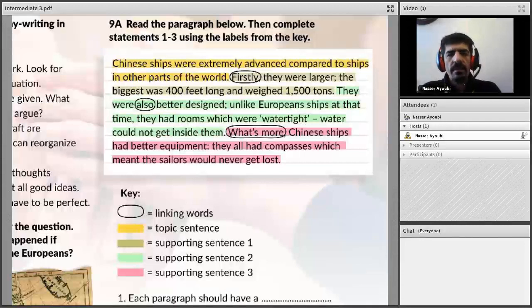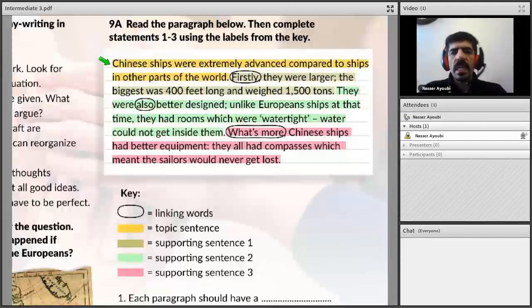So, in this paragraph, the part with yellow color is the topic sentence. We know topic sentence has got 2 parts, topic and controlling idea. In this topic sentence, Chinese ships is the topic, and extremely advanced compared to ships in other parts of the world is the controlling idea. What is controlling idea? It is the writer's personal opinion about the topic. The next parts, we have 3 supporting sentences. One is written in gray, the other one is blue, and the other one is purple.